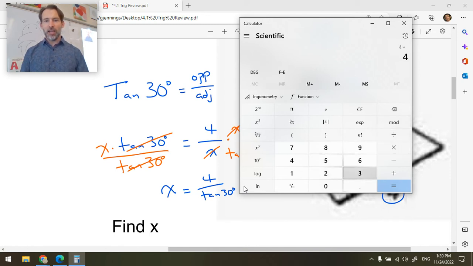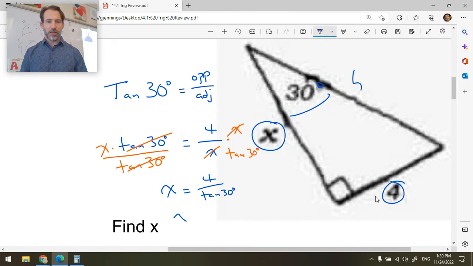4 divided by tan 30, when I take the tangent of it, equals 6.92. So x is about equal to 6.9. X is really close to 7, which is equivalent by rounding. Okay, so there we go. That's how you do it.